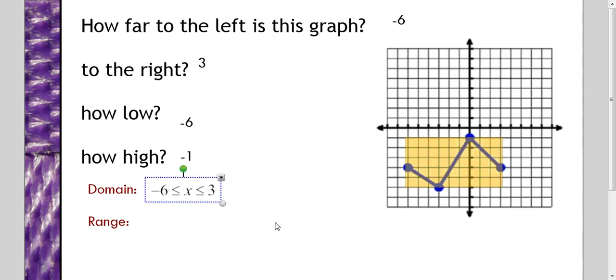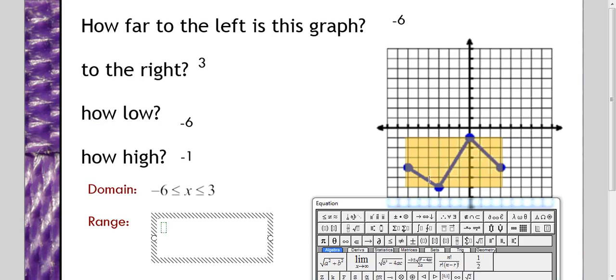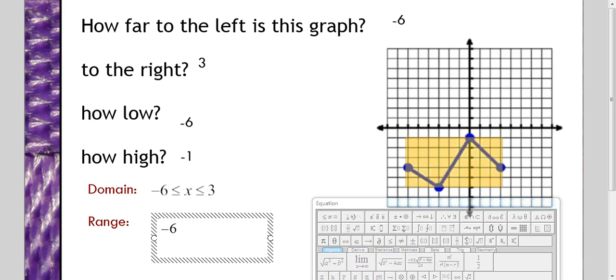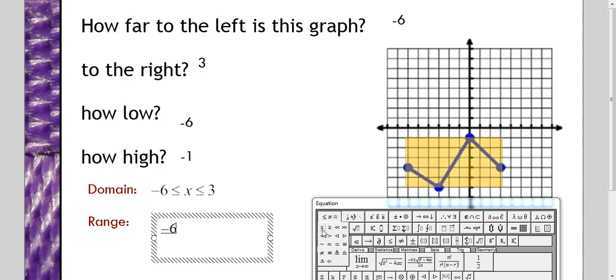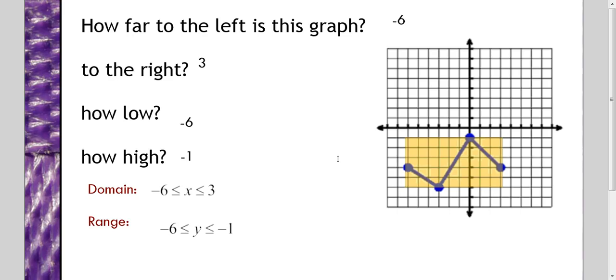If you had a range and it was wrong, you probably put down like -4 to -4. But again, remember, we have low to high here. And so we want the lowest point that the graph travels. The lowest point your pencil would reach, if you're drawing a pencil across this, would be -6. So we have -6 is less than or equal to y, which is less than or equal to, how high does this go? -1. And that's your range. Ta-da!